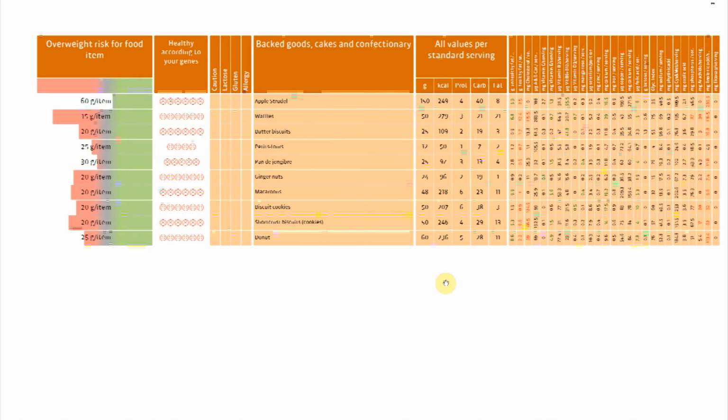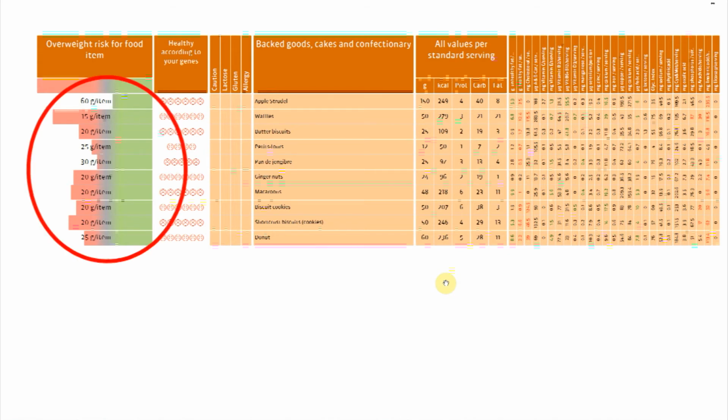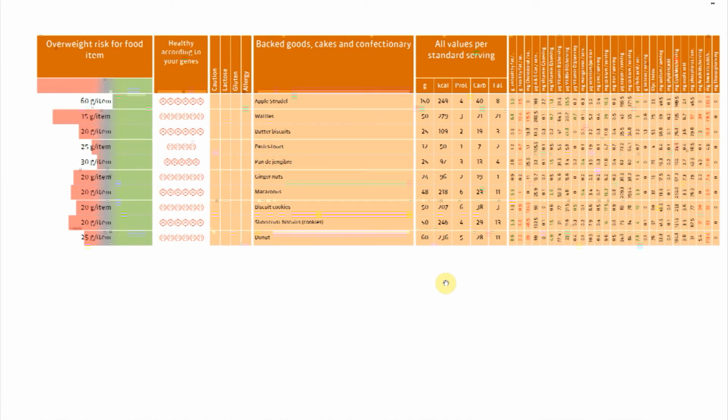And for one thing, what is important for the weight management aspect, in case you have ordered this, you will see these bars here. And these bars and these numbers will likely be different for you because it's based on your genes. They're all personalized. So what we find here is that apple strudel is, as I've explained, something that has less weight gaining potential than waffles would do. So the person can eat 60 grams of apple strudel to have the same weight gain effect as 15 grams of waffles.